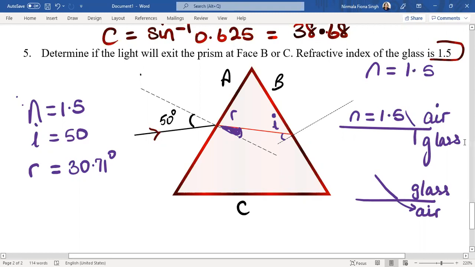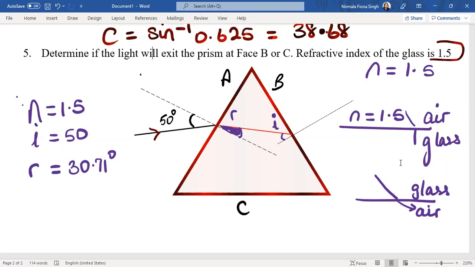You all can write this down. Let me call it out. When light moves from air to glass, the refractive index will be 1.5. Full stop.